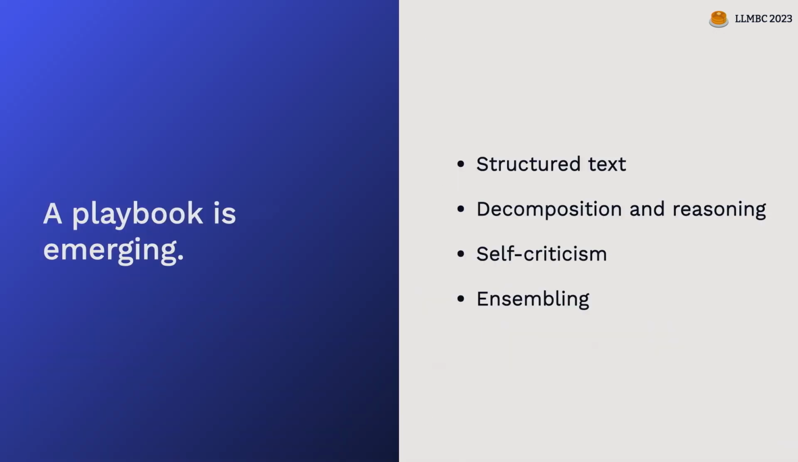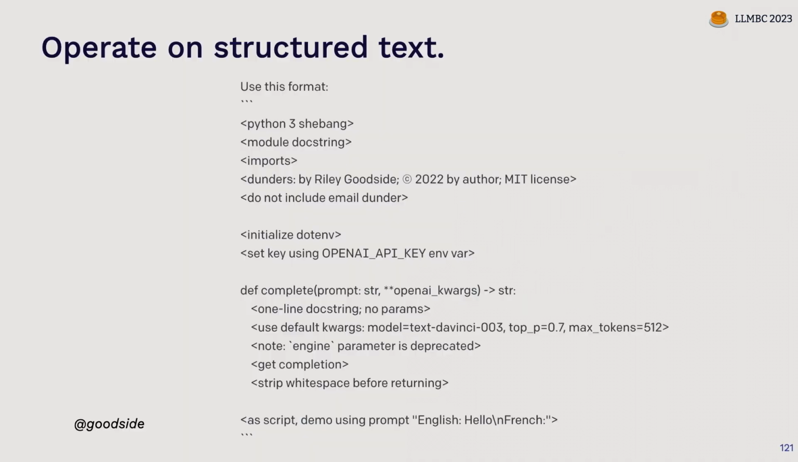The first is, it tends to work really well to operate, rather than on unstructured text, on text that's more structured. We talked about that a little bit in the previous section, breaking instructions into bullet points or enumerating them, but you can add even more structure than that. You can ask the model to use a very specific format for its outputs. You can provide markdown text, you can provide code snippets. And prompts tend to do better the more structure that you put into them.